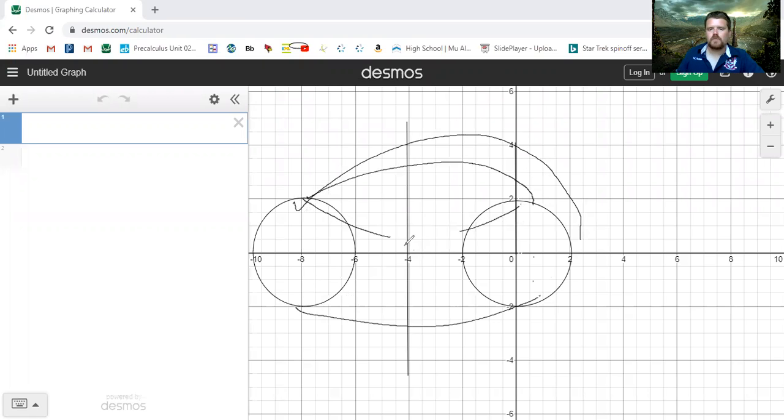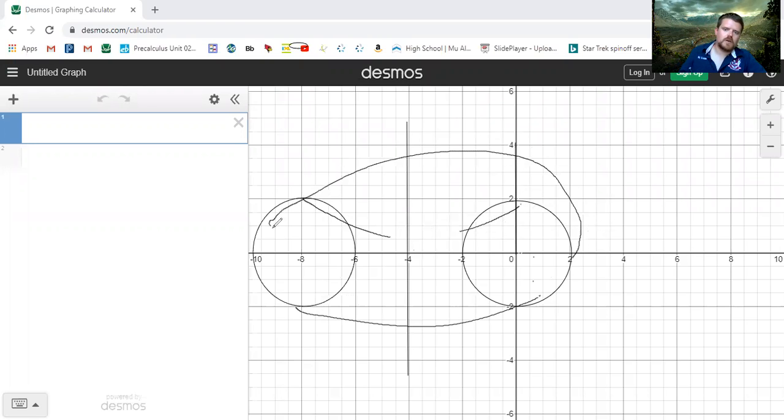Now the technical term for a donut is what's known as a torus. But again, for our purposes, if you're rotating a circle around a line that's not on the circle, you end up with this donut shape. And again, excuse my crude drawing here.